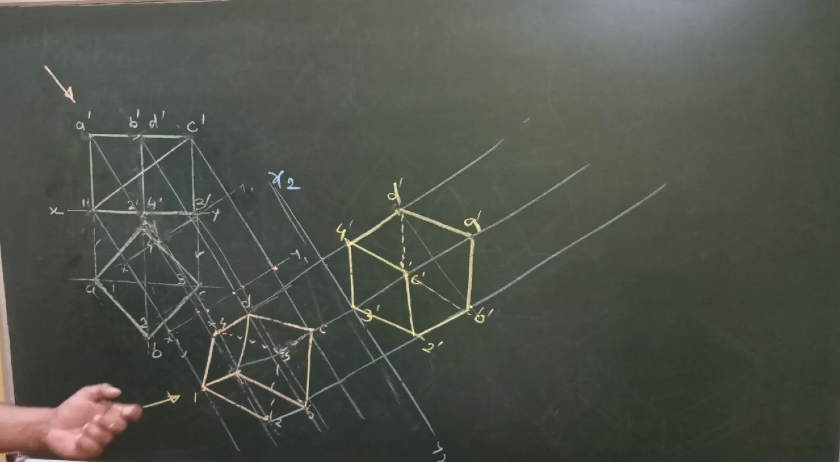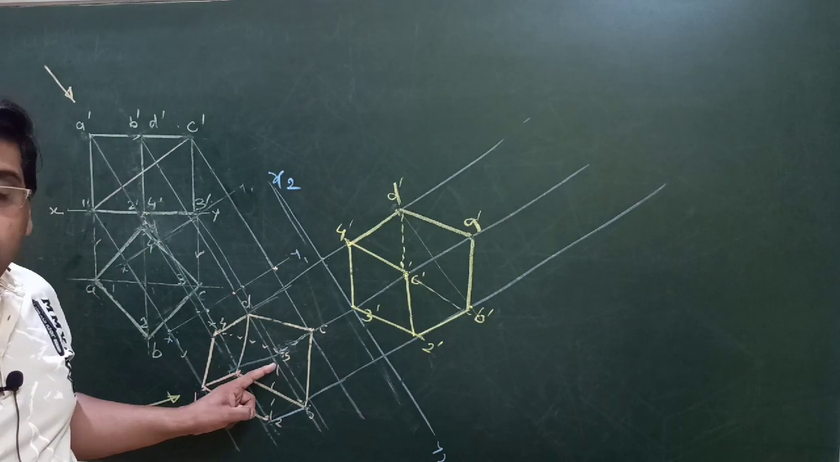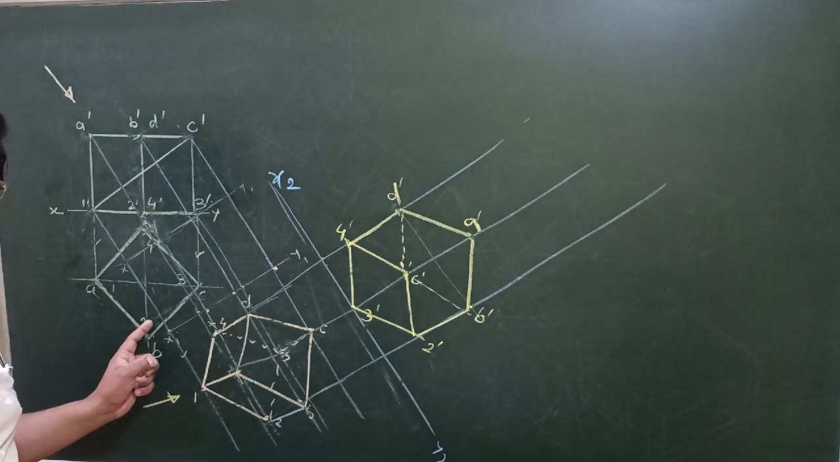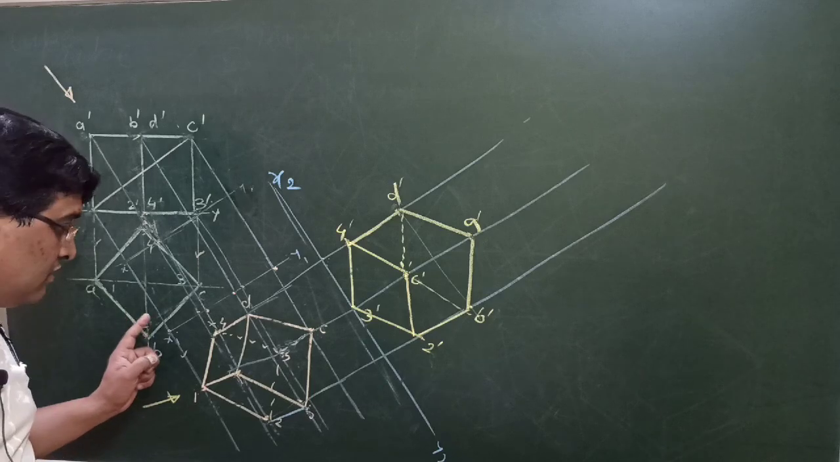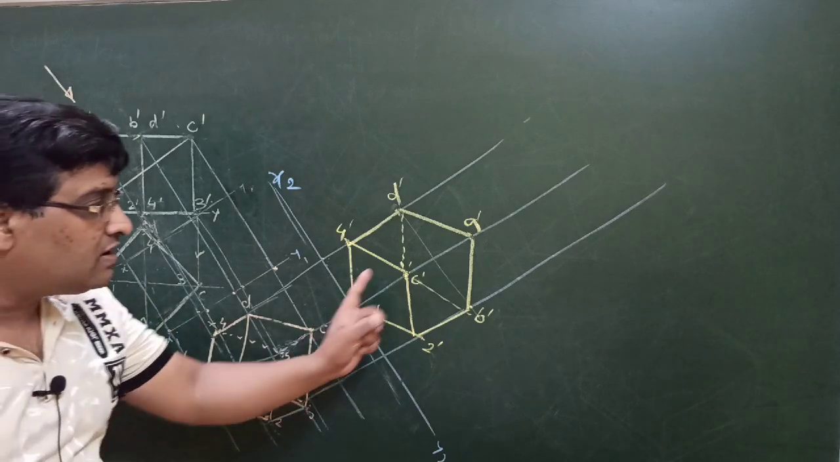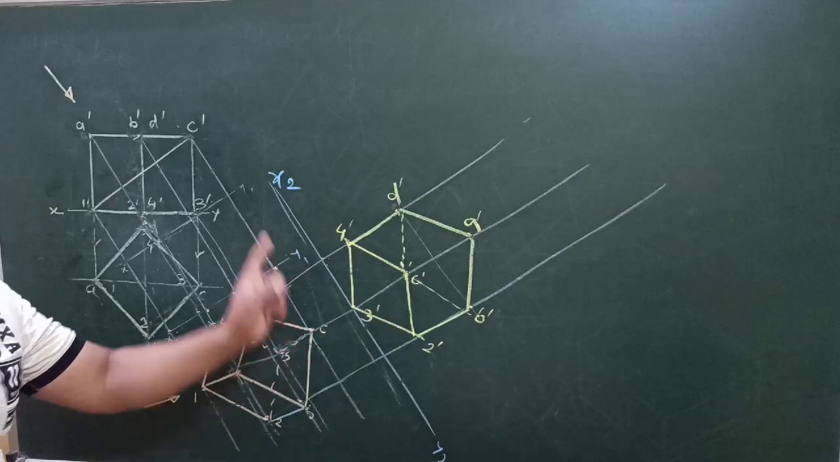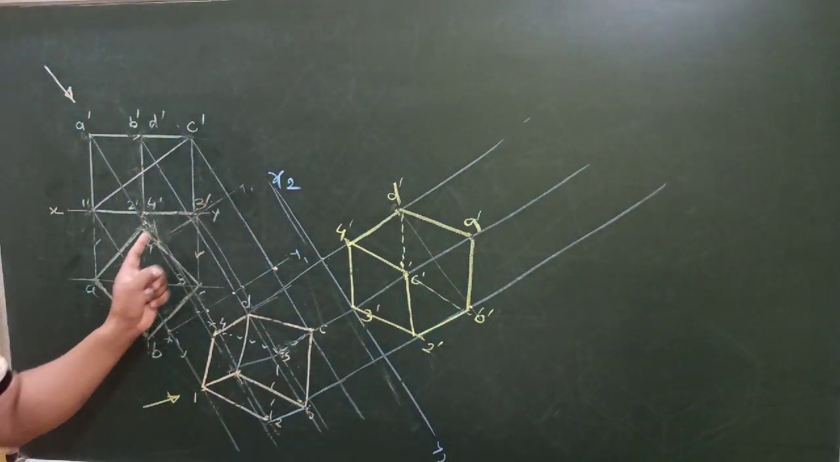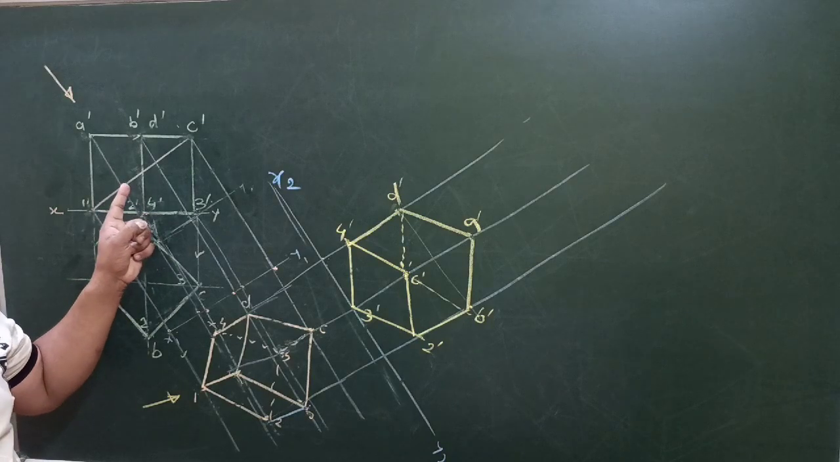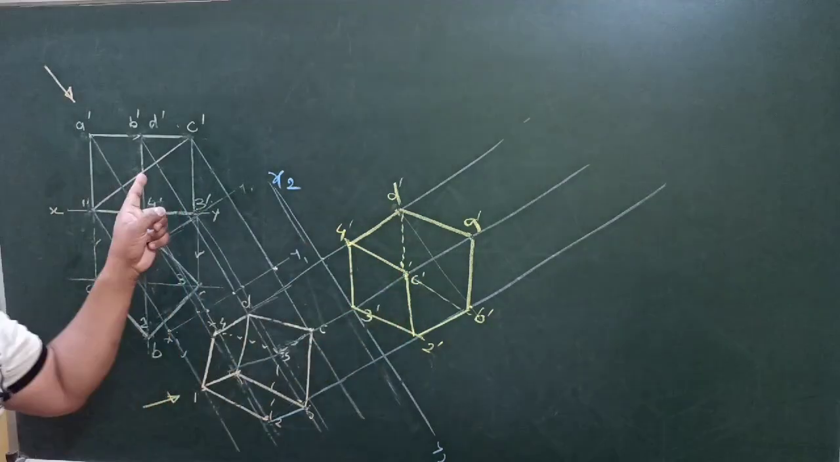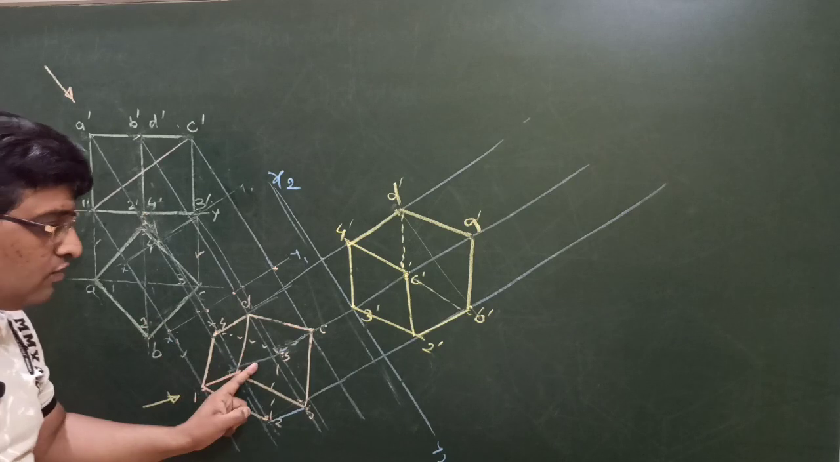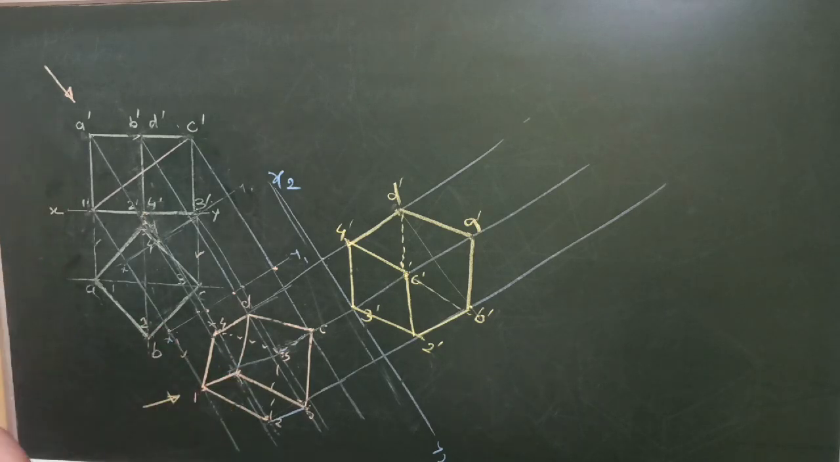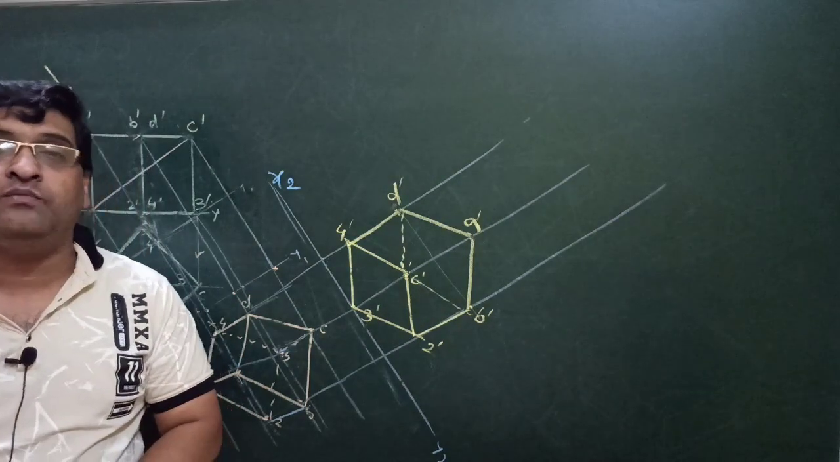I am again repeating, when you are drawing this top view, you have to take distances from xy line to top view points, and when you are drawing front view, you have to take distances of all the points from x1 y1 of the front view only. For front view, take distances from front view. For top view, take distances from top view. So that's all for auxiliary planes method.